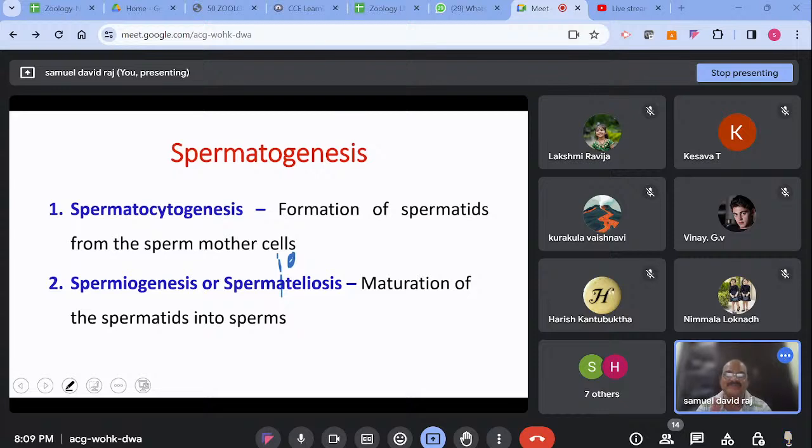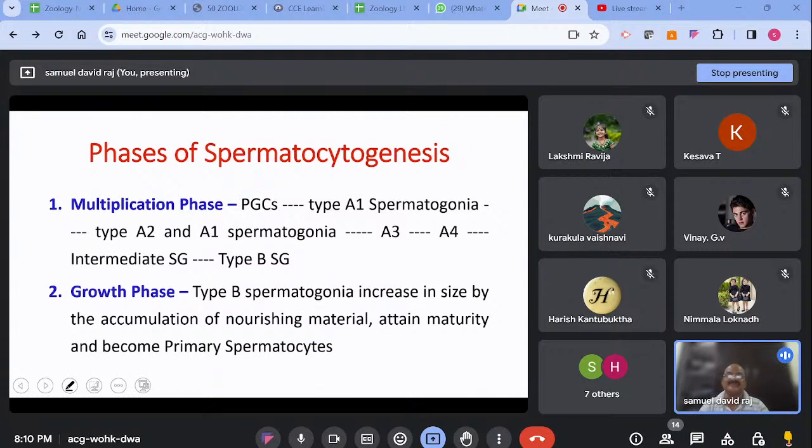So spermatogenesis is divided into two phases. One is the formation of spermatids from the spermatogonia, and the differentiation of spermatids into sperms is what we call spermiogenesis. And coming to the phases of spermatocytogenesis, there are three phases. One is the multiplication phase, which is also called the proliferation phase, where only mitotic division takes place. The second phase is the growth phase, where the cell increases in size. And the third phase is the maturation phase, where only meiosis takes place. This you have to keep in mind.